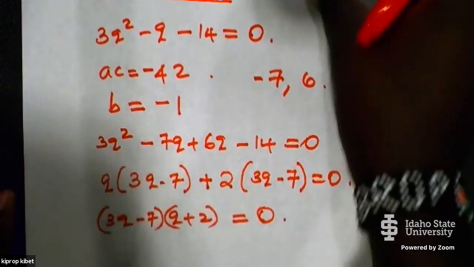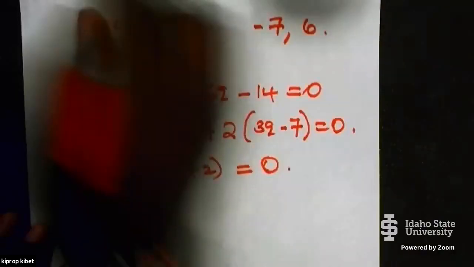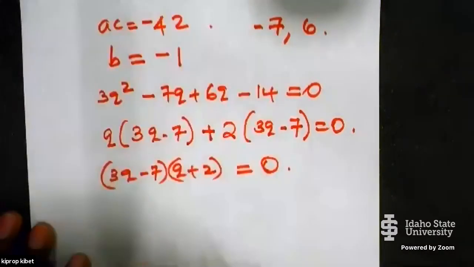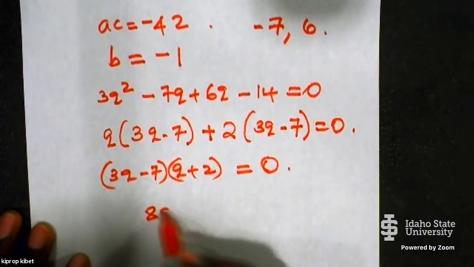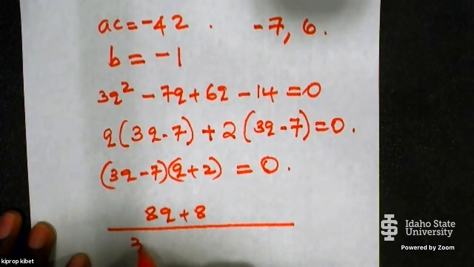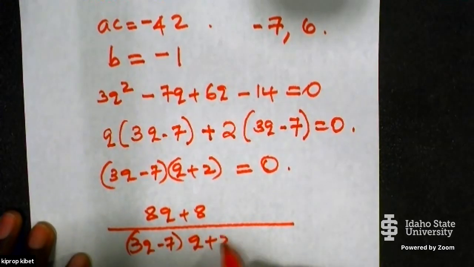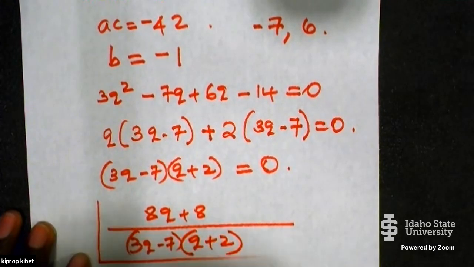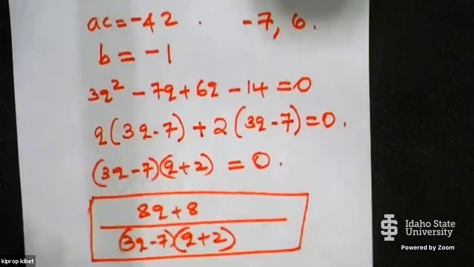So therefore, this expression will now be like 8q plus 8 all over what? 3q minus 7, and then q plus what? Plus 2. So that is the expression. The expression will be like that.